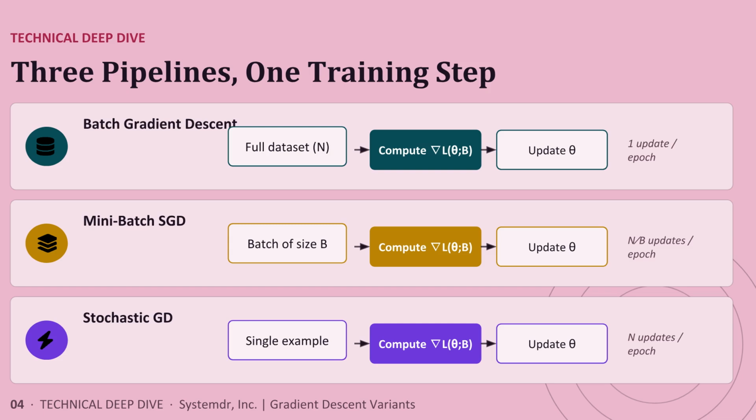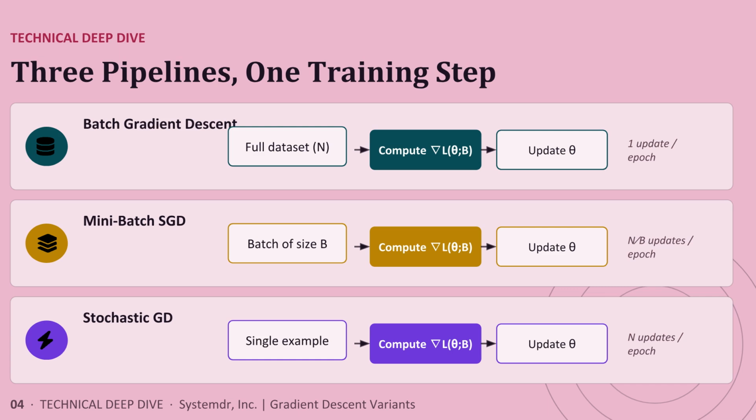Why does update frequency matter operationally? More frequent updates mean more chances for the loss to react and adjust, but also more chances for instability if your learning rate isn't scaled to match. And here's a practical note from production systems. In practice, mini-batch almost always means a batch shaped to saturate GPU memory and parallel compute. Batch size is very often chosen by hardware fit first, and statistical considerations second. Then the learning rate gets tuned around that constraint, not the other way around.